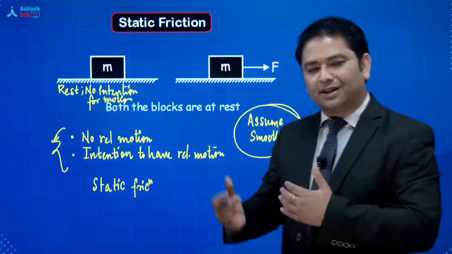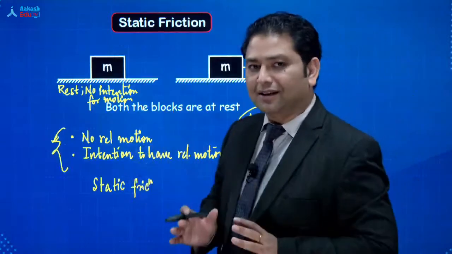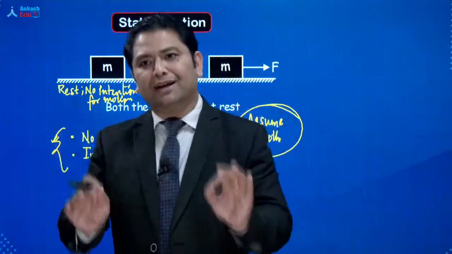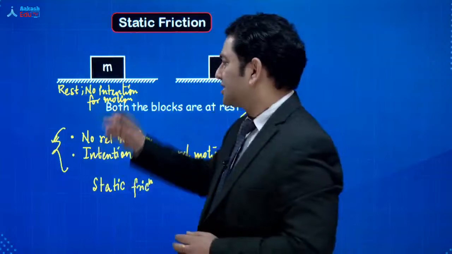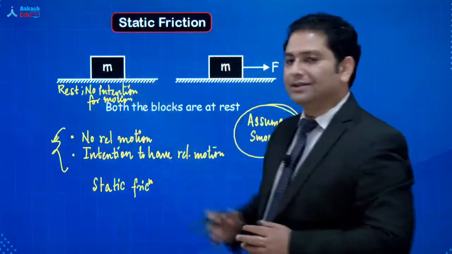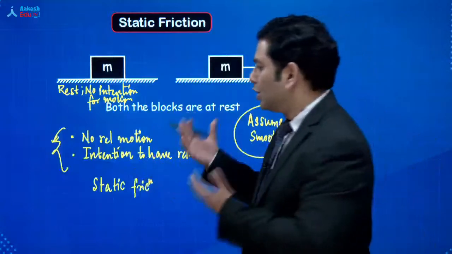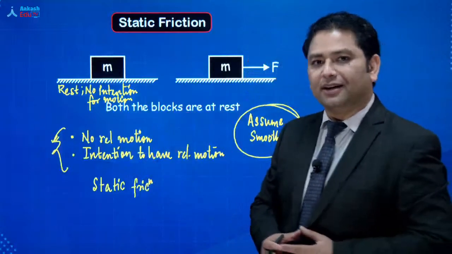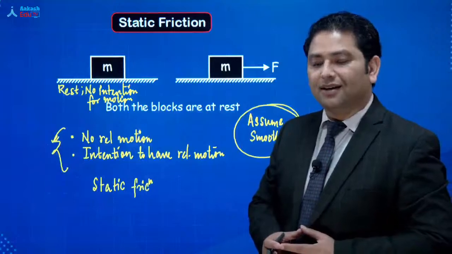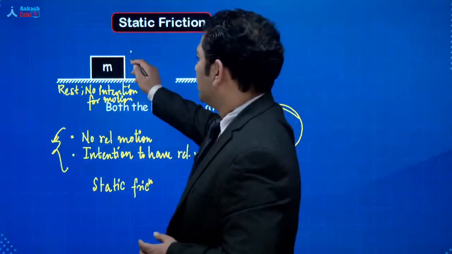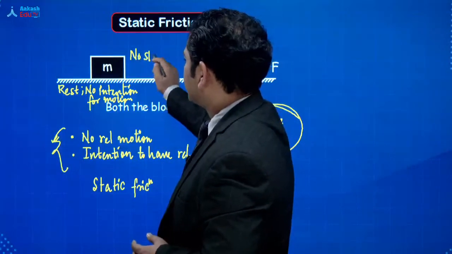I think if we repeat it multiple times, at the end of the class, you would come out to be a completely concept-cleared student. The surface, block is on the surface. It is at rest, but there is no intention, no intention to begin as well. Therefore, there will be no static friction.